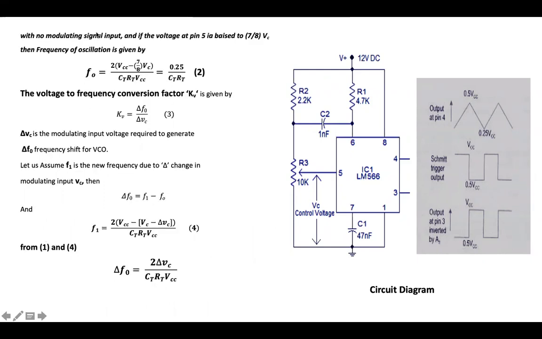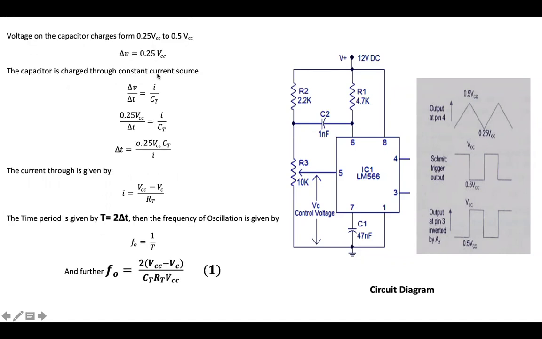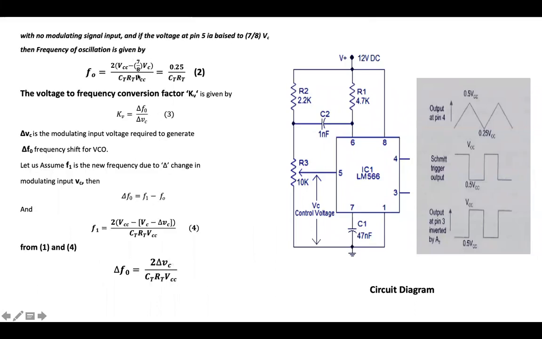So with no modulating signal input, let us assume that there's no modulating input signal, and the voltage at pin 5 is biased to 7 by 8 of VCC. Then what is going to be F naught? F naught is equal to 2 times (VCC minus 7 by 8 times VC). So it's not VC, but 7 by 8 times VC, and that is going to come up here, divided by CT RT VCC. Just carry it forward.